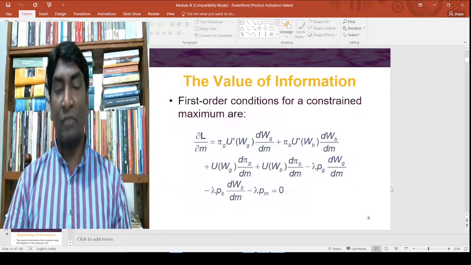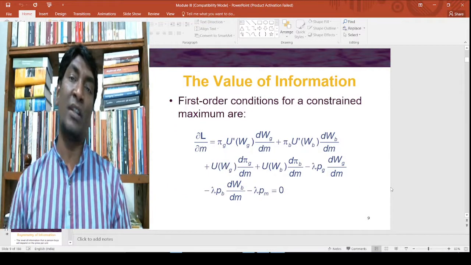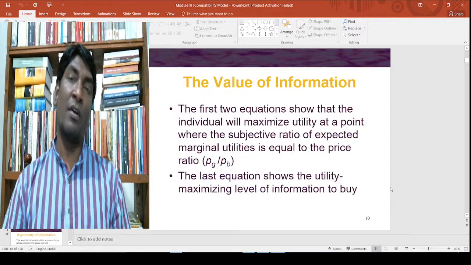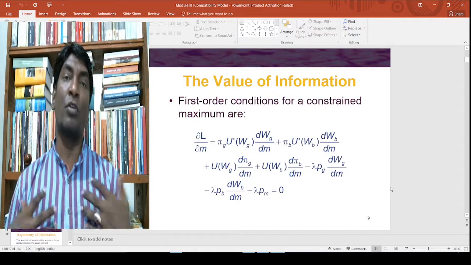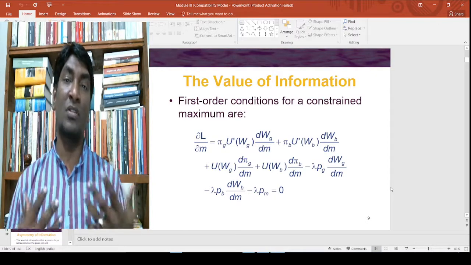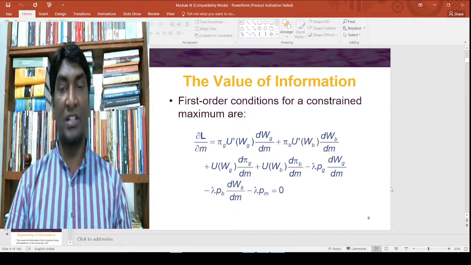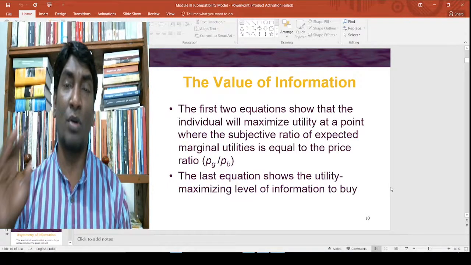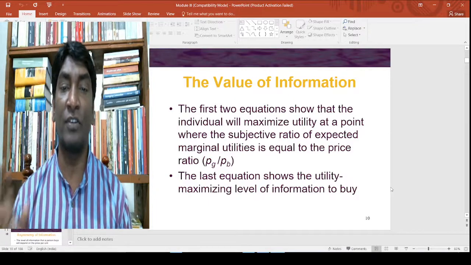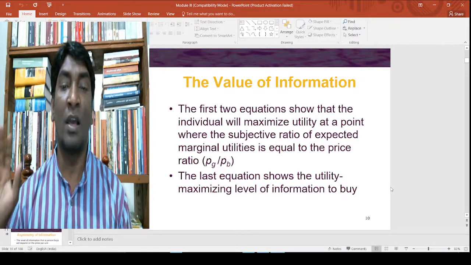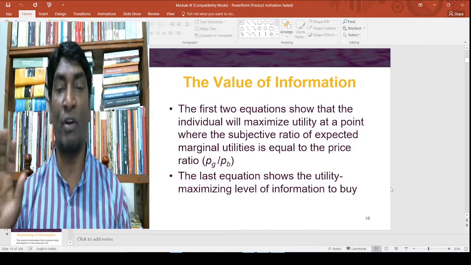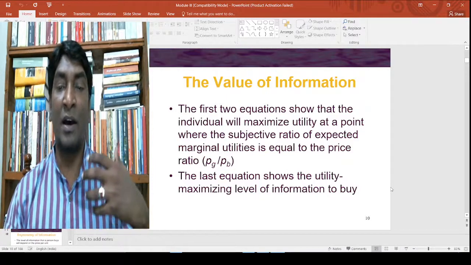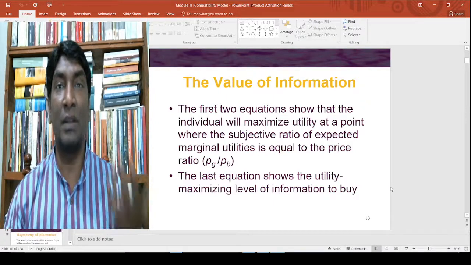So once you have the Lagrangian multiplier, to see whether there is a difference in the calculation of the original kind, literally, if you add lambda as a constant, things are not going to change in that sense of your calculation. So once you are done with that, then you can say that the first two equations show that the individual will maximize utility at a point where the subjective ratio of expected marginal utility is equal to the price ratio of PG by PB.